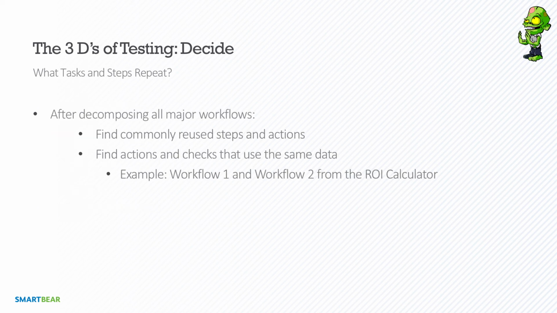And then there comes another decision you got to make. What tasks or what steps repeat? And so Jeff's touched on this a bit as far as reusing. And so you've decomposed all your major workflows. You want to find what are commonly reused steps and actions. In our situation, we had the repeating steps of workflow 1 and workflow 2. So while they were an or, they also had repeating steps as far as their inputs went.